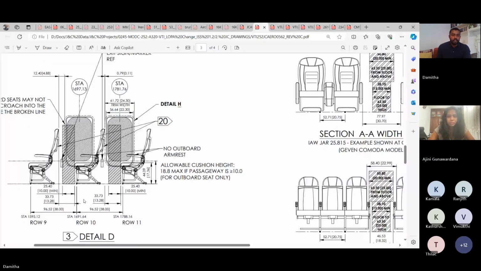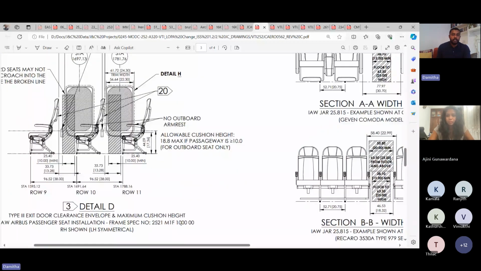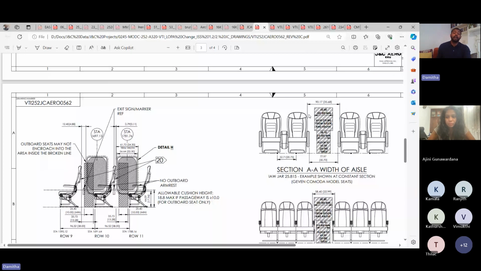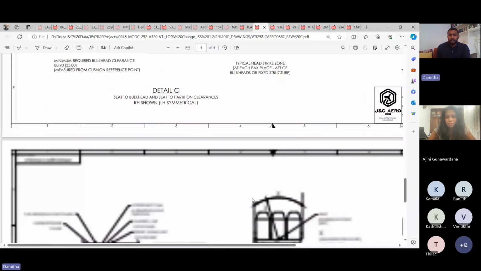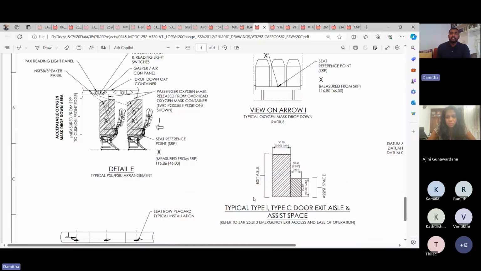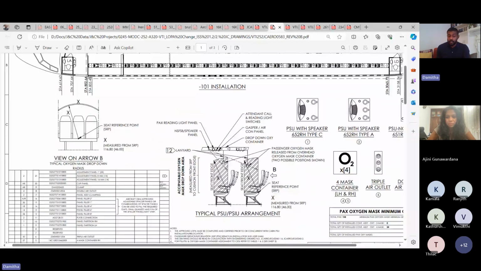So this is the frame spec I was talking about. And then you have aisle width requirements. All these things are defined based on an emergency situation, an emergency condition. So the design of an aircraft, all the components and everything, is mainly revolving around the fact that you need to keep the passengers safe.